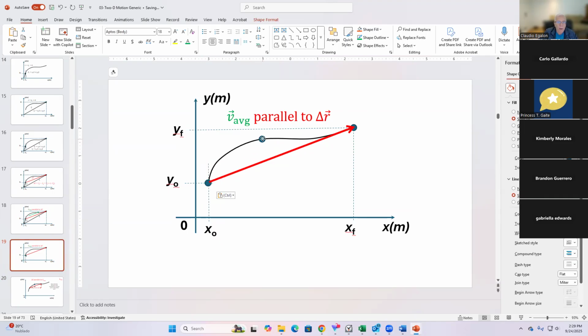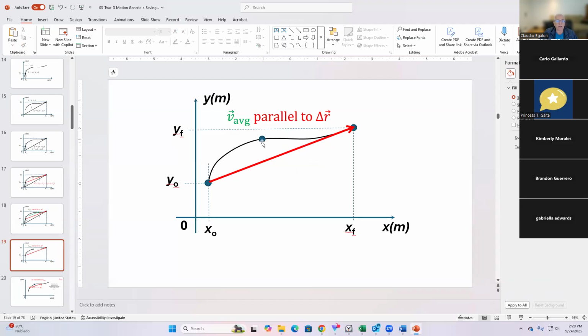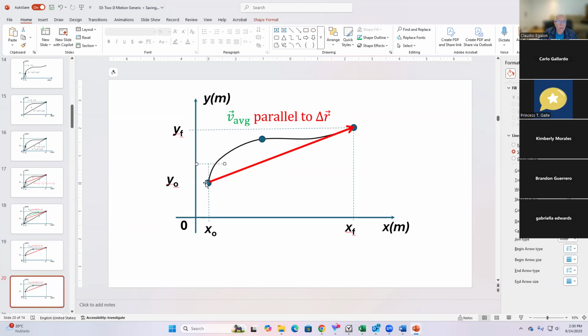Suppose I want to get my instantaneous velocity at this point in between those two points. How do you get the instantaneous velocity? Okay, we do that limiting procedure that we did before, right? Initially, you get the delta r vector like that. We approach those two points.